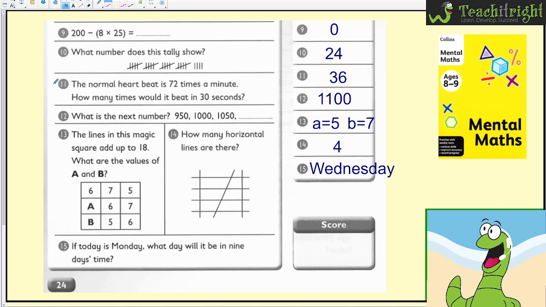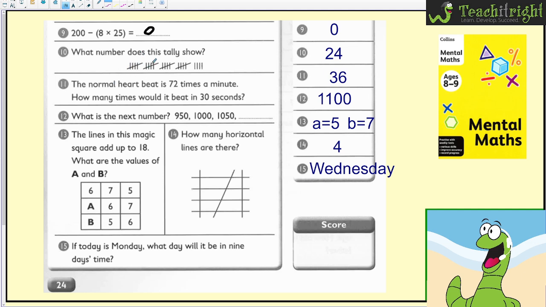For this one, 200 take away 8 times 25. Using our BIDMAS rules, we've got to do the 8 times 25 first. We've got to do what's in the brackets. So 8 times 25 is going to be 200. So 200 take away 200 is actually 0.